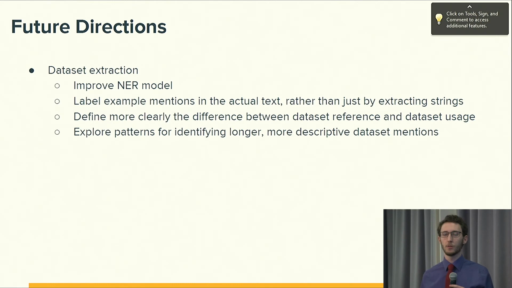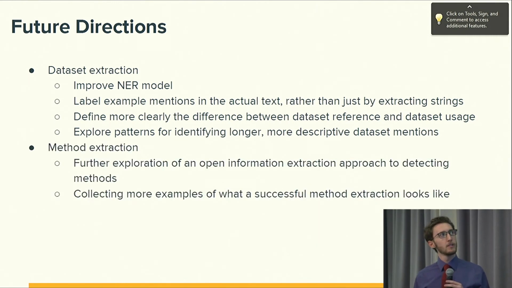And perhaps this would also include some human-in-the-loop method of improving the model, like output predictions, see if they're correct, get more annotations, continue. For method extraction, we did briefly try using an open information extraction approach. Not conclusive that it didn't work, we didn't have it work. And collecting more examples of what a successful method extraction looks like, at least for some evaluation measure, would be very helpful here as well.